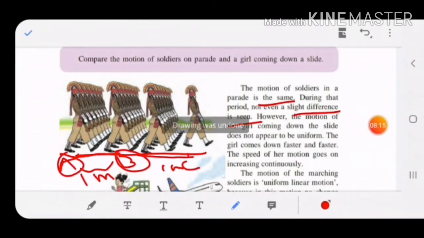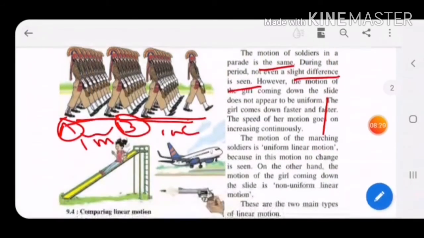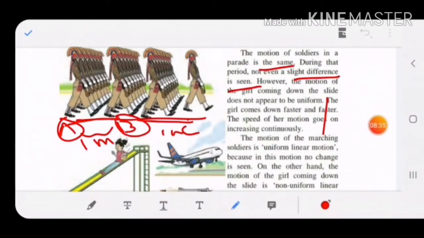But in the second example of a girl coming down from a slide, children, see here, the motion of the girl coming down the slide does not appear to be uniform. The girl comes down faster and faster. The speed of her motion goes on increasing continuously. Children, what happens? See, first of all, she is here. Till here she takes, suppose, 20 seconds. And after coming down, when she comes further down, she will come faster. Maybe she will require only 10 seconds. So the time is not the same.